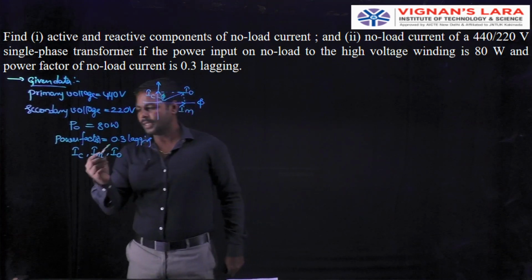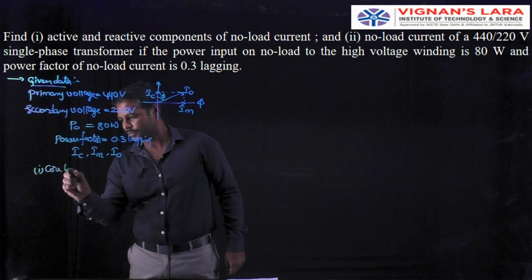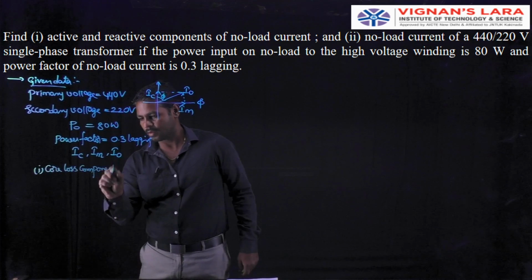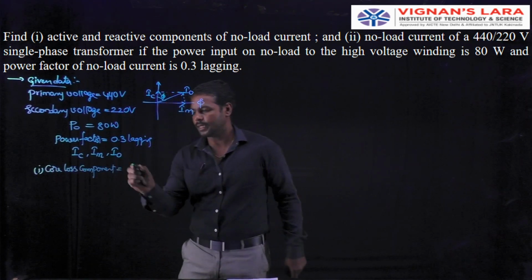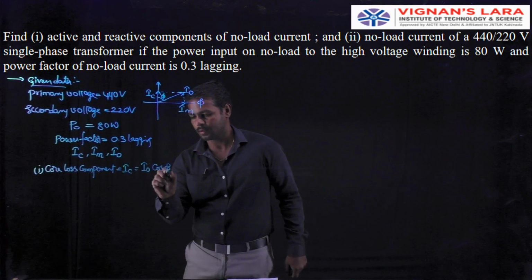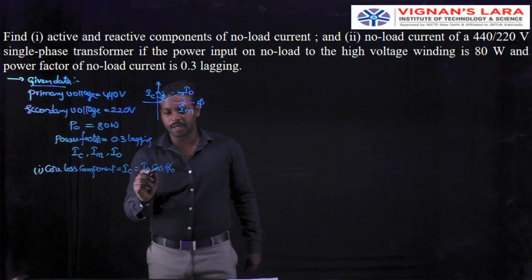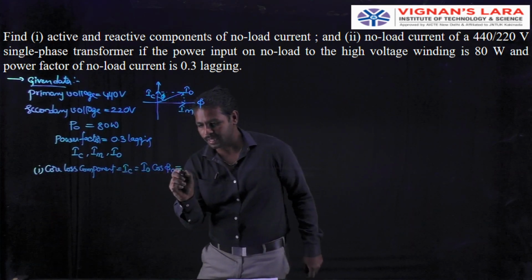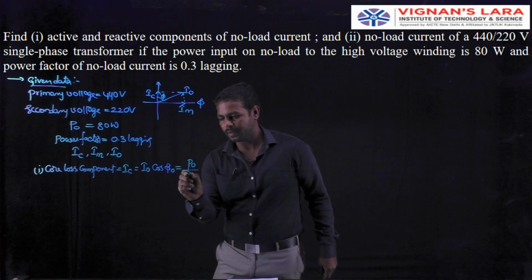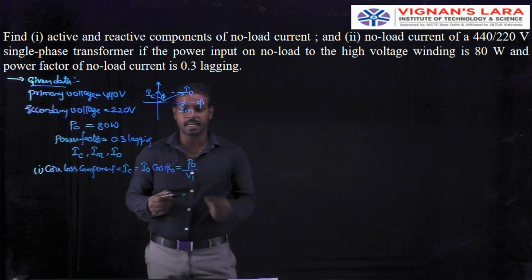Then IC, the core loss component, is equal to I naught into cos phi naught, which is also equal to P naught divided by V1.